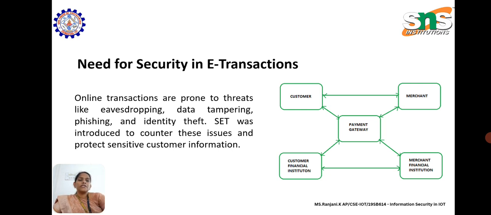In SET, the protocol is mainly designed to secure credit card transactions over an insecure network. It is basically built on authentication, confidentiality, and integrity. Authentication is who are you, confidentiality is can anyone else see your data, and integrity is whether the data has been tampered with. These are the digital security elements, and SET uses digital signatures, digital certifications, and encryption to protect both the buyer side and the seller side.